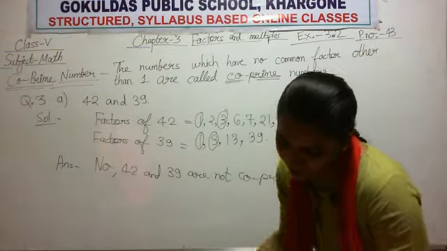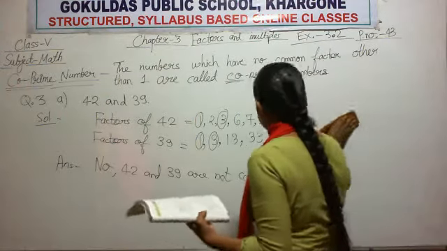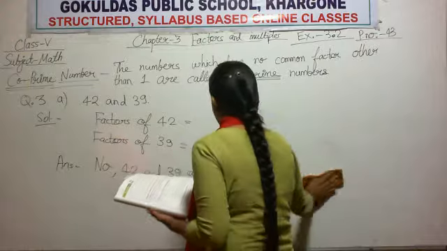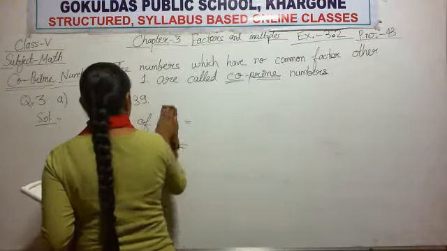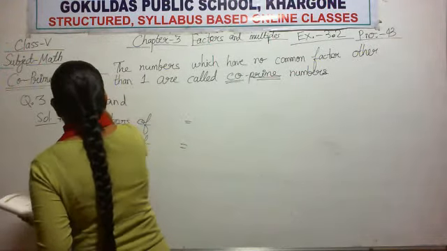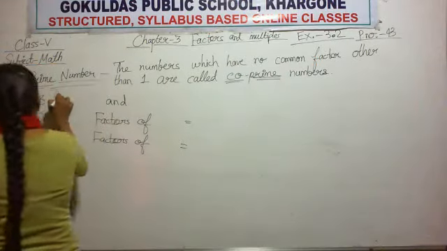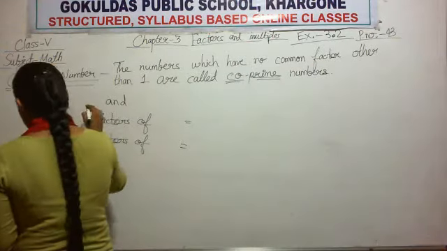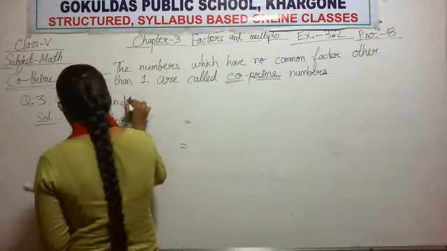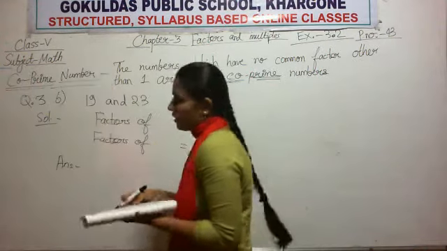Let us move to B. Question number B. In question number B, it's very simple. You just have to check the factors of both the given numbers.